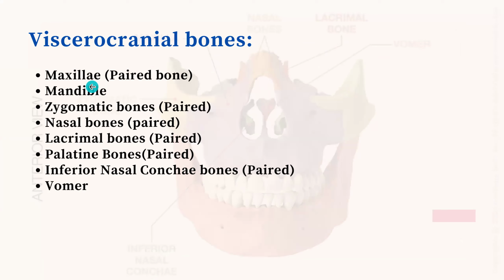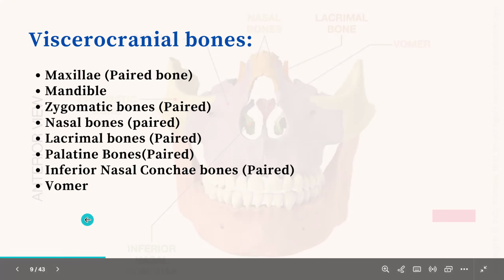Viscerocranial bones, as we said, are the maxillae, paired bones; mandible; zygomatic bones, paired also; nasal bones, paired also; lacrimal bones, paired bones; palatine bones, paired bones. The palatine bones form part of the hard palate, because the other part of the hard palate is formed from the maxilla. So part from the maxilla and part from the palatine bone. Then the inferior nasal concha bones, and the vomer.